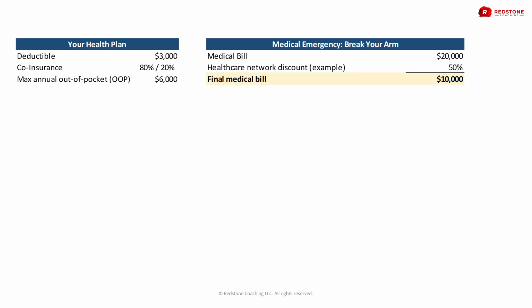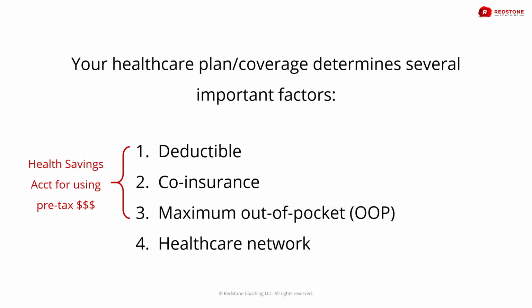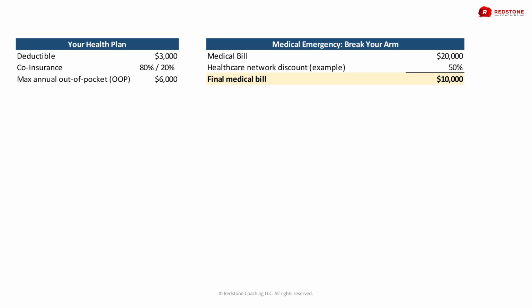If you're in network, because again, the fourth variable here was healthcare network, you get a healthcare network discount. That's why when people ask, are you in network or out of network? The reason it's so important to make sure you're in network is because when you're in network, there are very large incentives and discounts to be in network. So let's assume that this is in network and you get a 50% discount. Well, that means that your final medical bill is going to be $10,000.